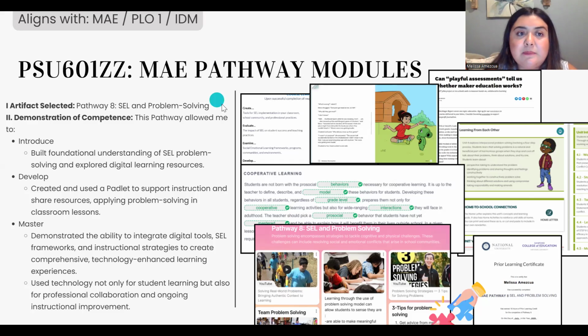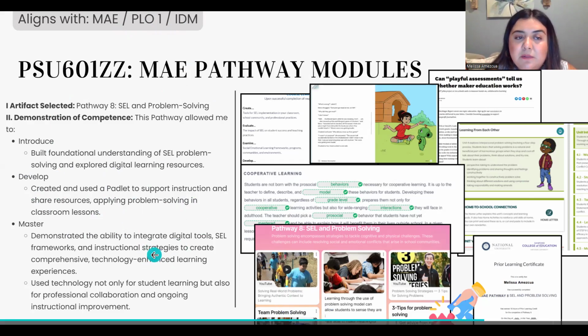So again, this pathway showed that I was able to meet PLO 1 at an introductory, developing, and mastery level, because I was able to develop foundational understanding of SEL problem solving, and use some of those digital resources that were available. For developing, I was able to take it a step further and develop actual resources and tools that my colleagues could use, that I can use in the classroom, and find ways to embed them into the classroom.